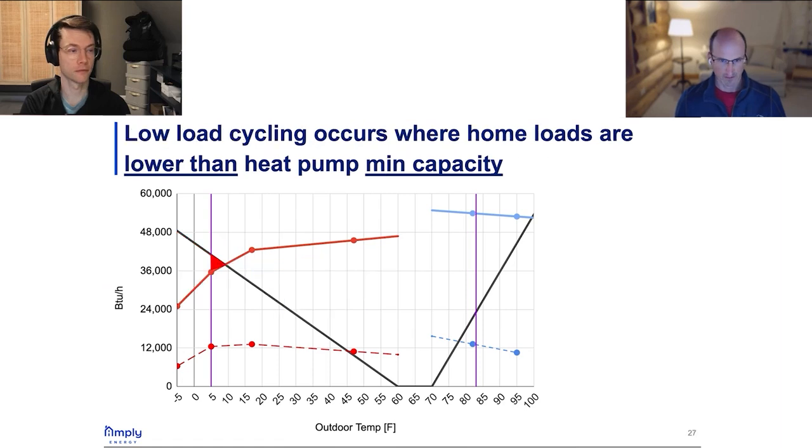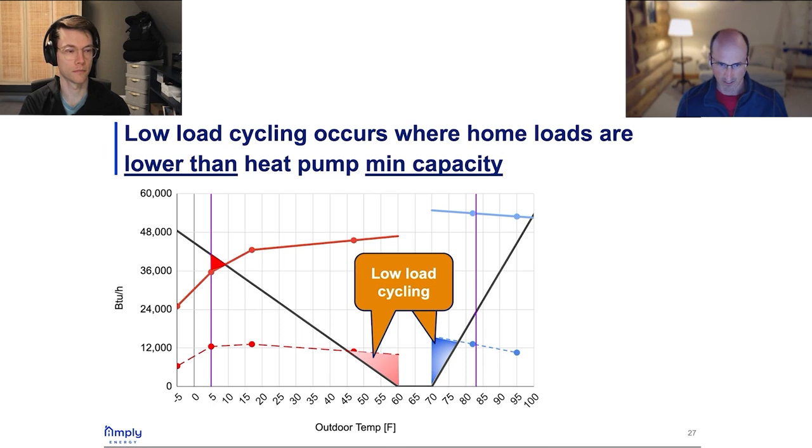Great point. All right, so then we can look at the flip side. What happens when the home loads are lower than the heat pump's minimum capacity, both heating and cooling. And this is where we run into low load cycling.